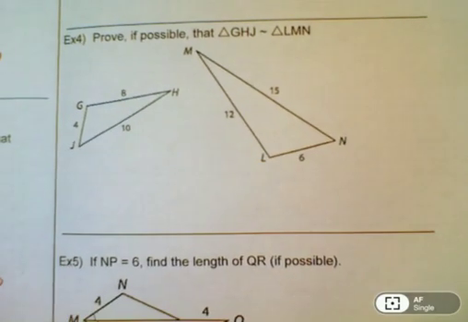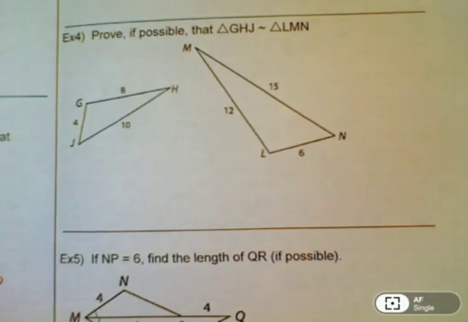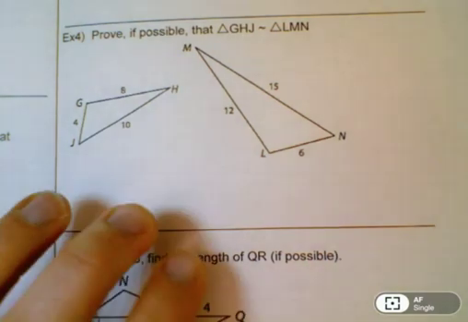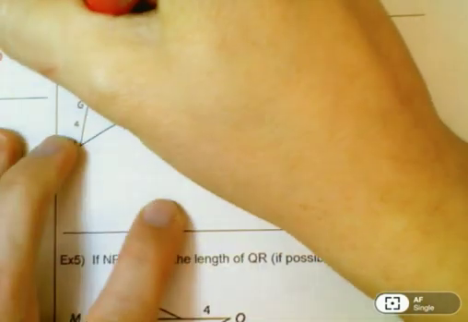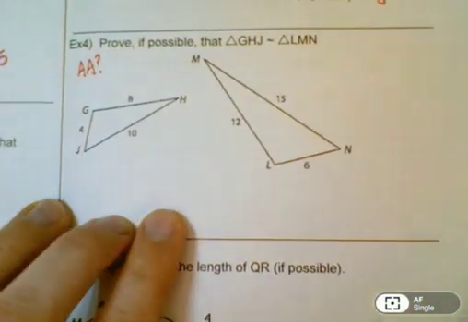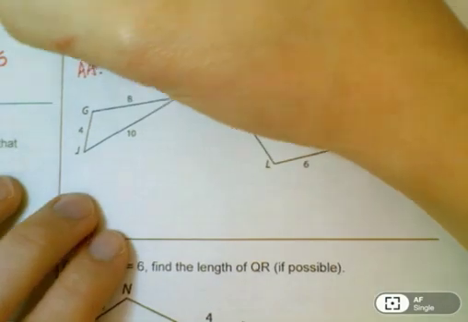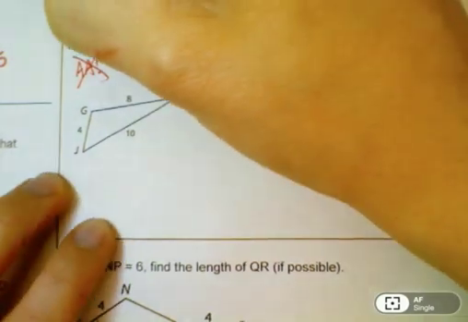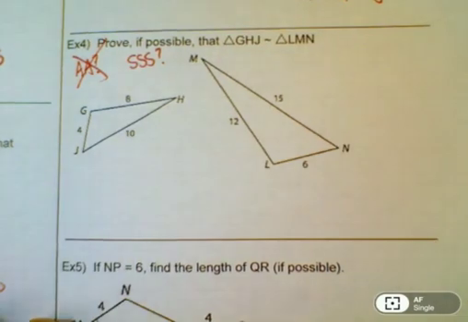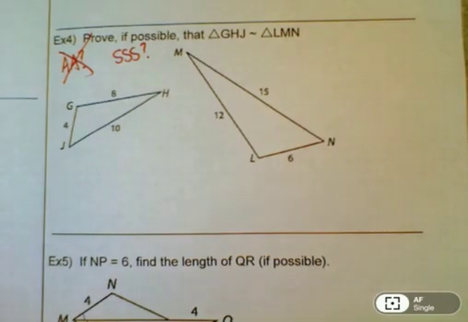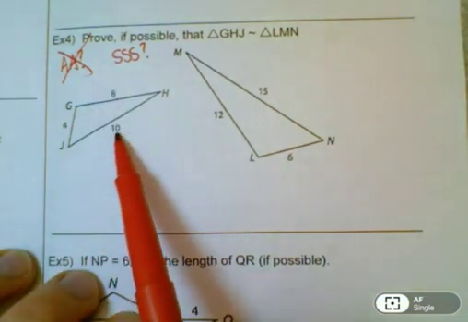Example 4 says, prove, if possible, that these two triangles are similar. So let's start with AA. Let's see if that works. I can see right now I'm not going to. I don't have any angles. Let's see if side, side, side might work. Okay, it might. So I've got three sides here, three sides here.